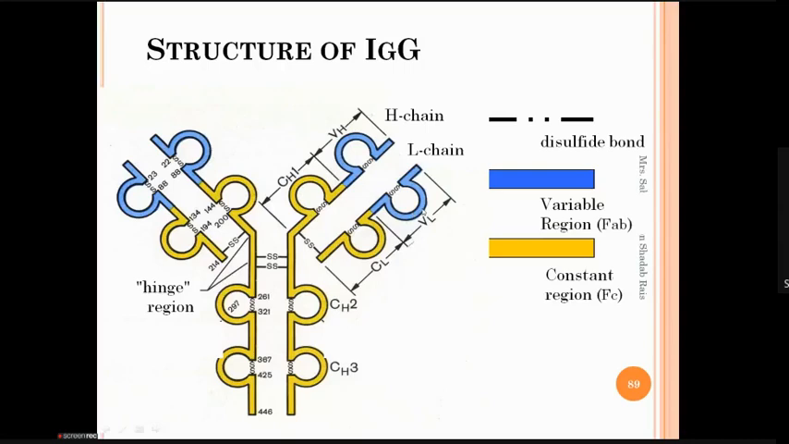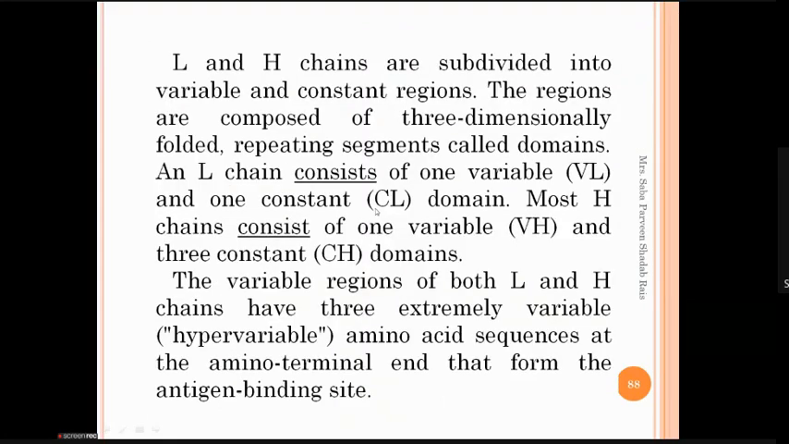Likewise, when we talk about the light chain, it has only one variable region and only one constant region. Till here, all the classes of antibody will have the same. So the variable region of both light and heavy chains has three extremely variable, hypervariable amino acid sequences, near the amino terminal end, which form the antigen binding site.